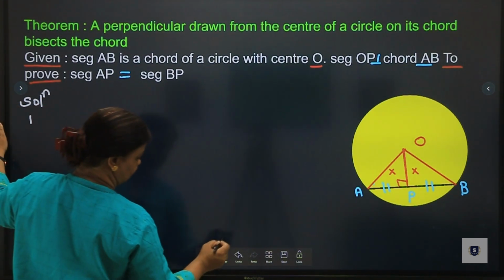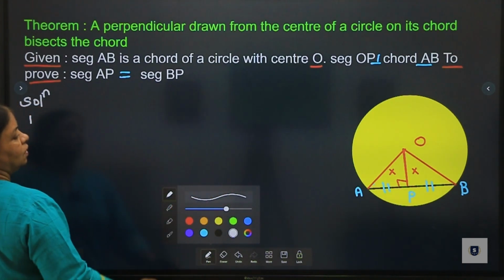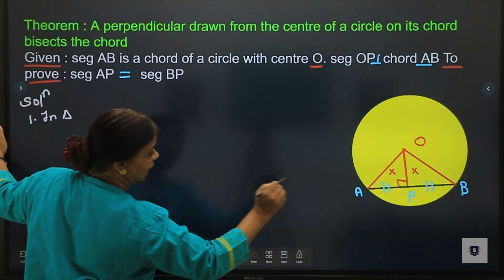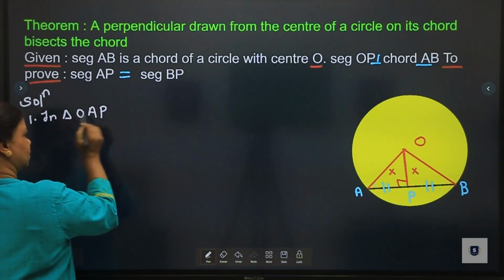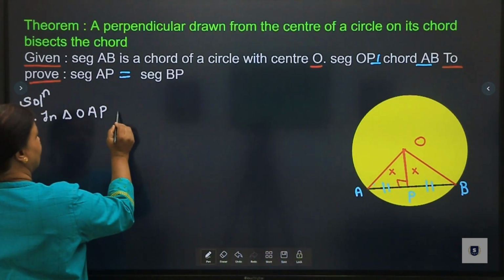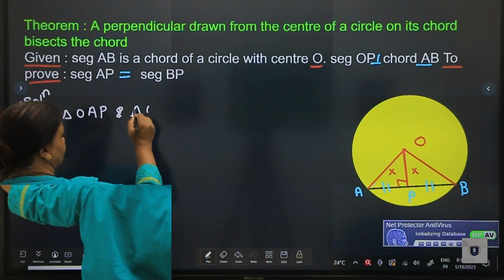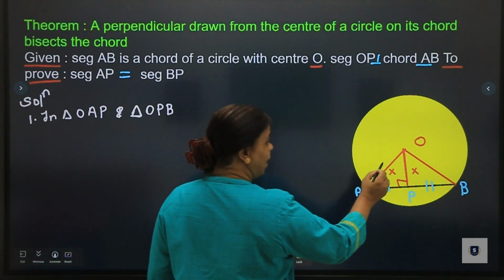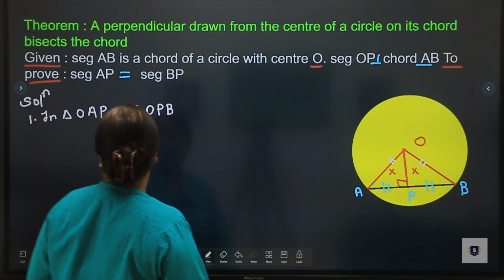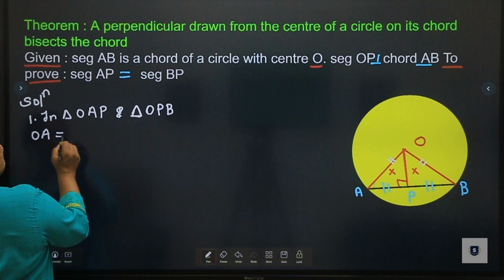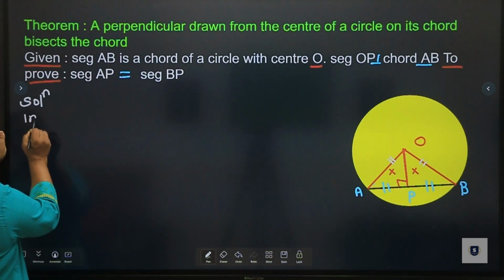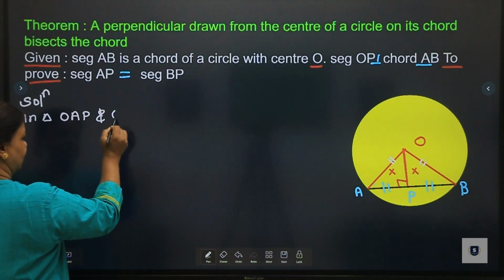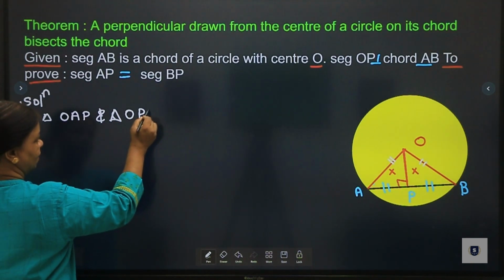First point, in triangle OAP and triangle OPB, OA is equal to OB. In triangle OAP and triangle OPB.